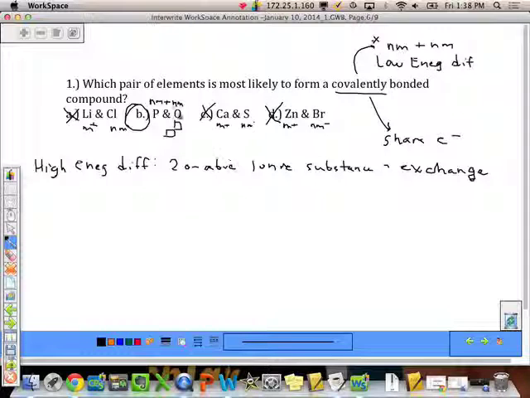So B was the correct answer for number 1. If you got it right, give yourself a star. If you got it wrong, fix it, make yourself a note so you don't get something like that wrong in the future. What questions do you have on that one before we look at number 2?